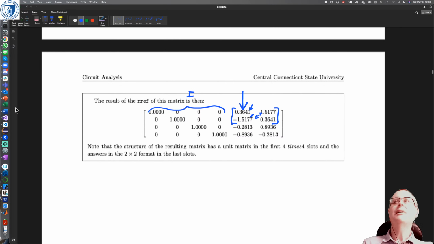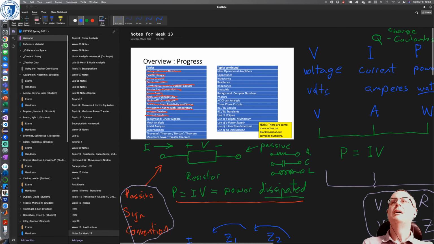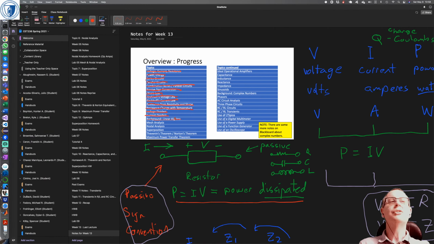Okay, so that's talking about linear algebra, and you should be pretty confident in doing linear algebra either in MATLAB or on your calculators now. The other piece I wanted to talk about is complex numbers.